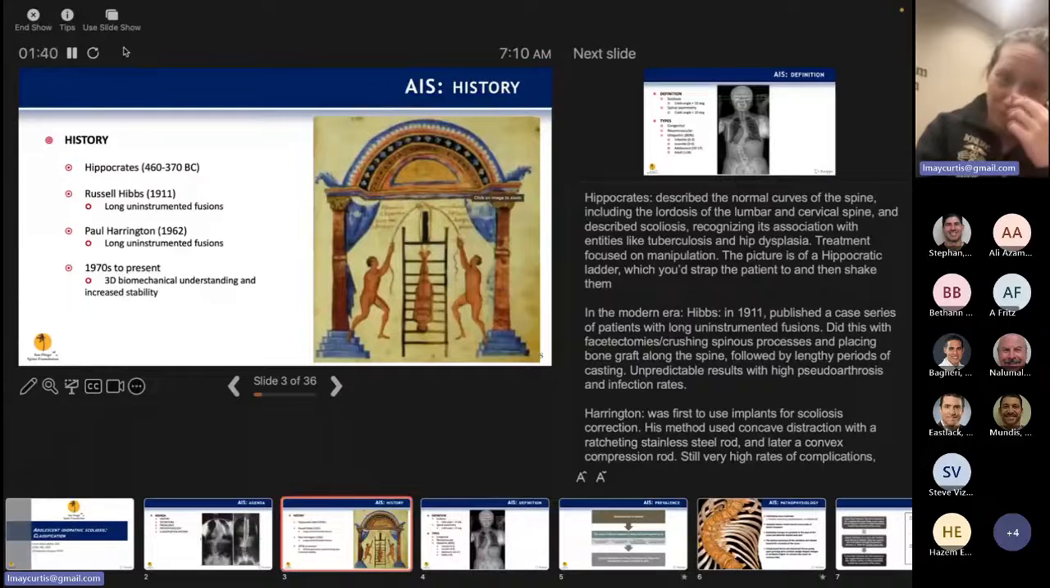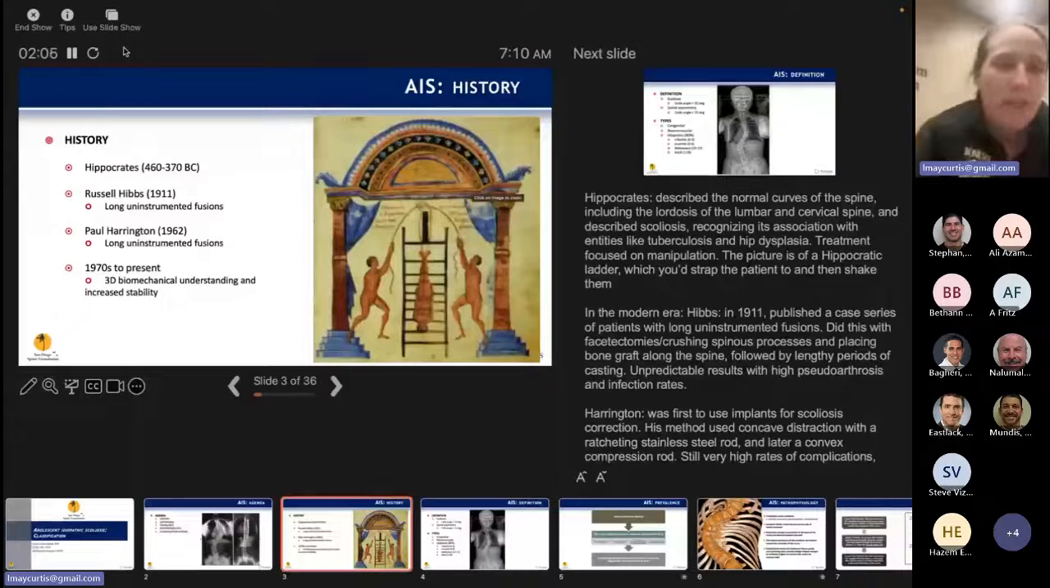And then jumping forward to the more modern surgical era, Russell Hibbs in 1911 published a case series of patients where he did long uninstrumented fusions. To do this, he would do fasciectomies, he would remove their spinous processes and use those as bone graft along the spine. And then they would need long periods of casting. As you can imagine, these had pretty unpredictable results with high pseudoarthrosis and infection rates.